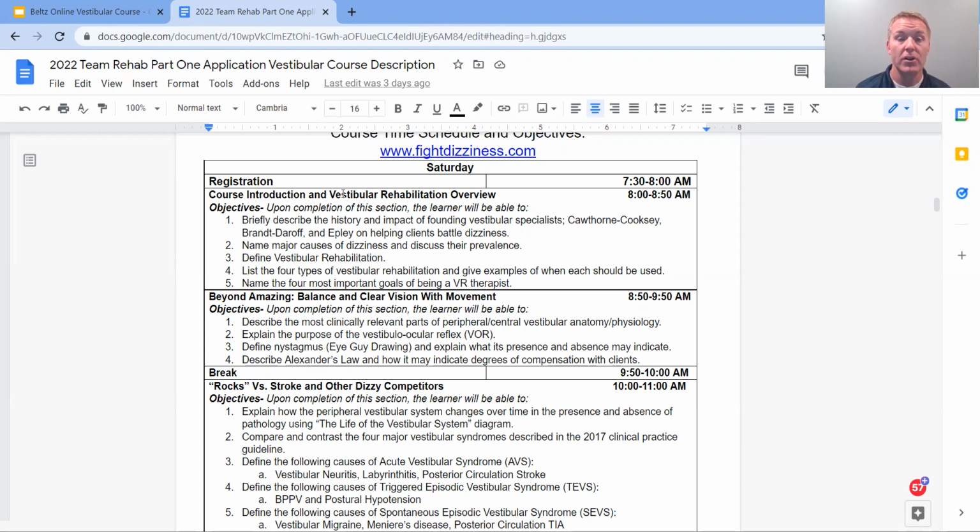Then we're going to name major causes of dizziness, and we're going to discuss their prevalence. And we're going to define what in the world is vestibular rehabilitation. So we're going to define what it actually is, hit some of the key points behind it. Then we're going to list the 4 major types of vestibular rehabilitation, and we're going to give an example of how and when each would be used. Finally, we're going to name the 4 most important goals of being a vestibular rehabilitation therapist. So that's where we're heading for this first hour.